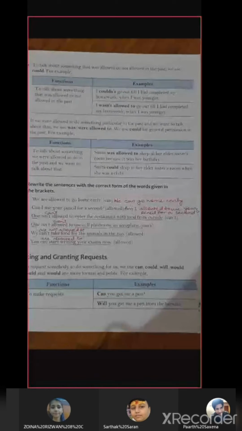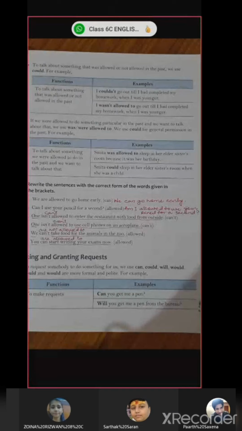Number four, one isn't allowed to use cell phones on an aeroplane. Can't. Now answer. One can't use cell phones on an aeroplane. Number five, we can't take food for the animals in the zoo. Allowed. Now answer. We are not allowed to take food for the animals in the zoo.